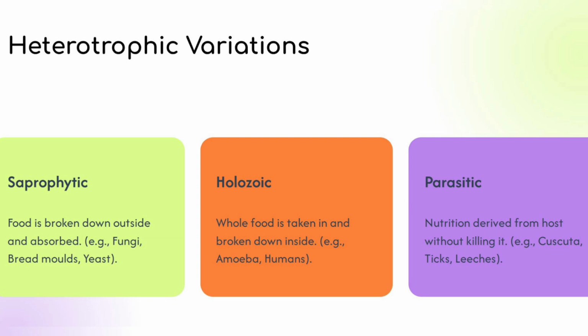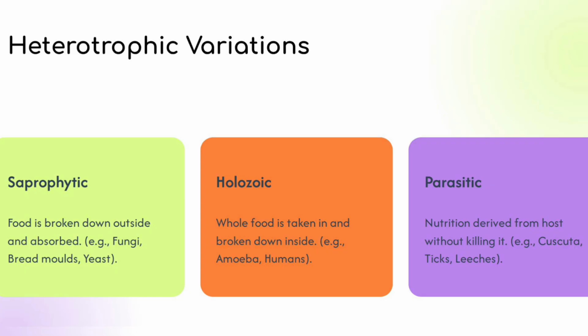These organisms break down the food outside their body and then absorb it. For example, fungi, bread mold, and yeast. These are the examples for saprophytic nutrition. You must have seen the bread becoming soft and white after a few days. Yes or no? That's because of saprophytic fungi. They release digestive juices outside and absorb the nutrition.